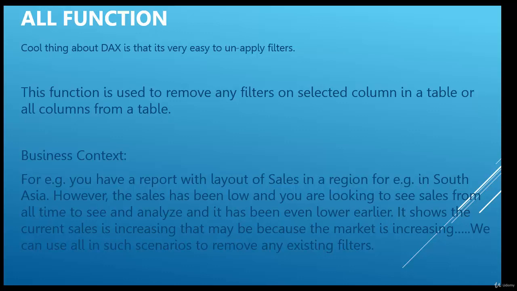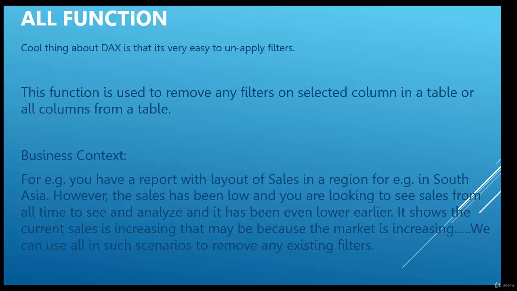For example, you have a report layout of sales in a region, maybe South Asia, for a specific product, maybe mobile phones. However, the sales have been quite low, and in this period you saw that it's very low. It's only giving you, for example, $10 million for a particular product, but you're looking to see it across all the past periods and see what the effect was. So this could be because you are only assuming it to be low. Actually, it's higher than the last time.